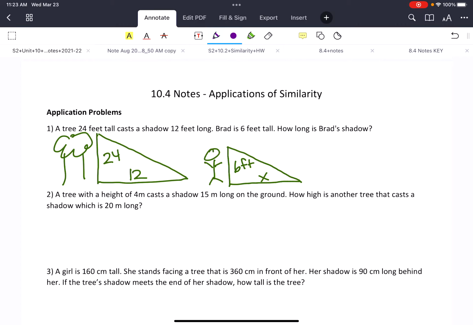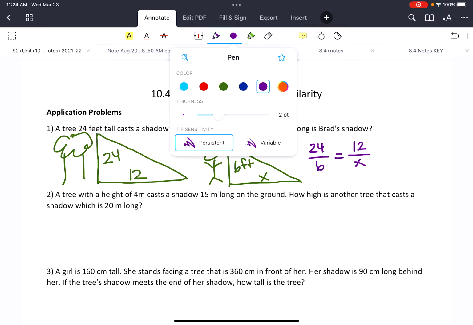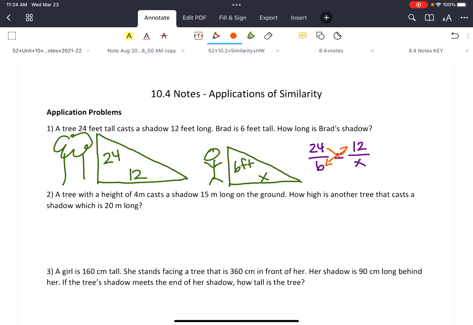All I'm going to do is set up a proportion. So I'm going to do a height, and I'm just going to put the 24 over the 6, so the height of the tree over the height of Brad. And then I'm going to pair the length of the tree's shadow, which is 12, with the length of Brad's shadow. And then all I do to solve this is cross multiply. So I end up with 24x is equal to 72. And when I divide both of those, we get 3.